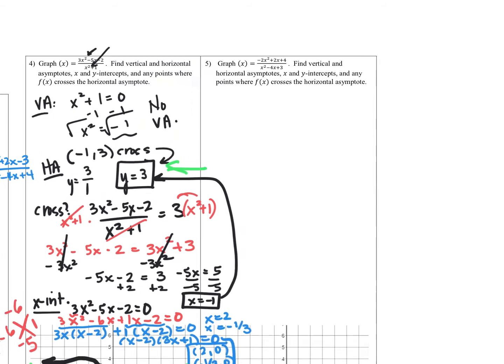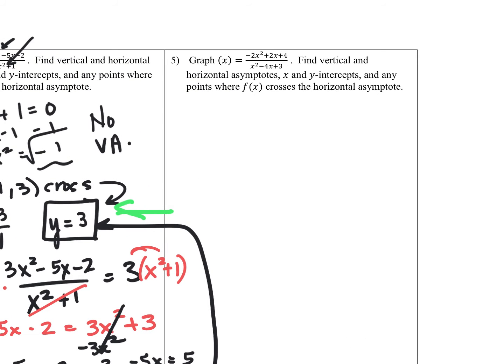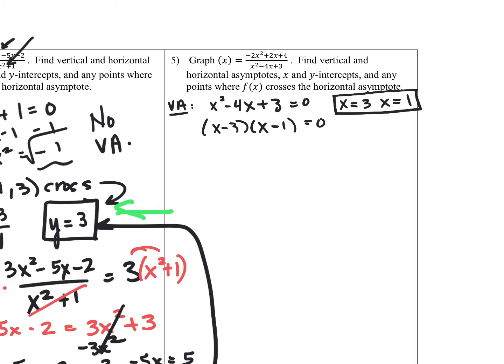All right, last guy here. We're going to graph, same thing, finding all those little parts. So starting, vertical asymptotes, denominator equal to 0. If I factor, that's going to be x minus 3, x minus 1. So our vertical asymptotes, really the zeros of the denominator, will be x equals 3 and x equals 1.